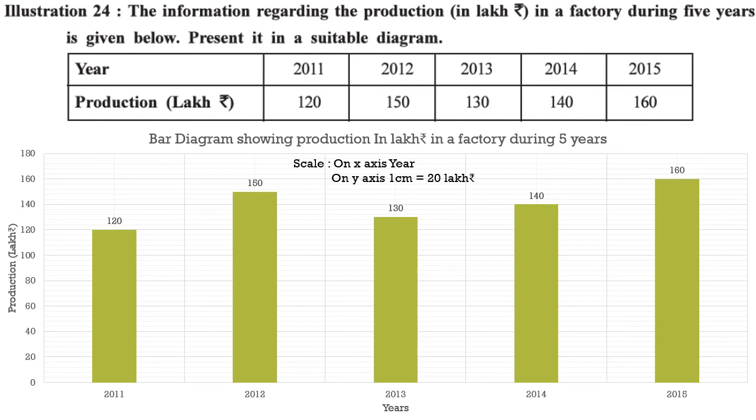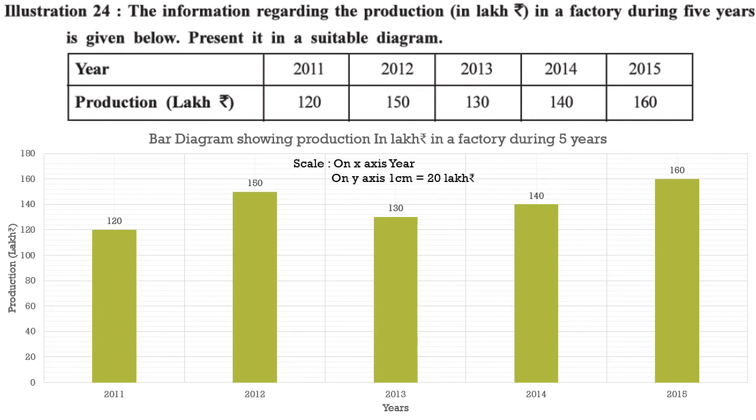The title is: bar diagram showing production in lakh rupees in a factory during 5 years. Everything which is shown on the monitor is compulsory. If you miss a single detail, your marks will be cut in your exams. So all the details which you need are presented here.